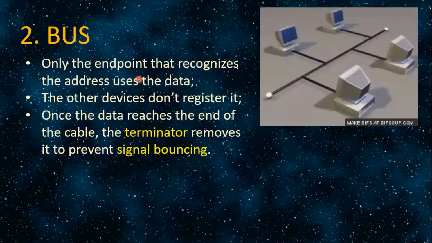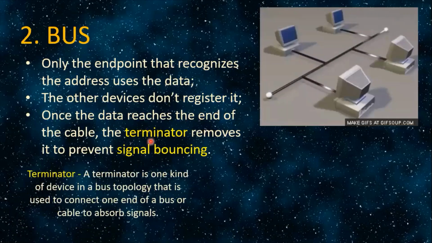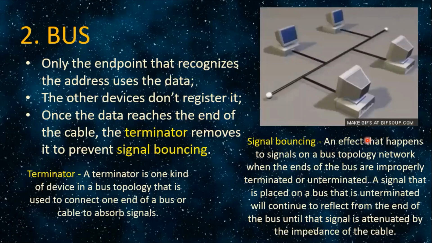Only the endpoints that recognize the address use the data that is transmitted from one endpoint. The other devices don't register it. And once the data reaches the end of the cable, the terminator removes it to prevent signal bouncing, which can be a problem in the bus topology.